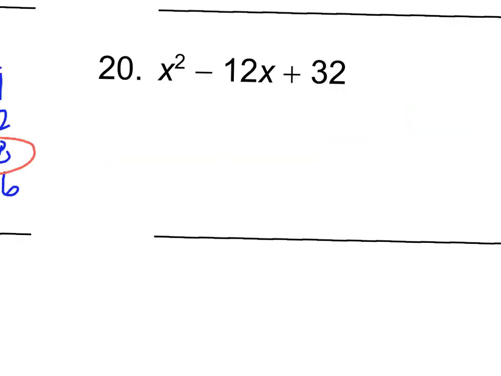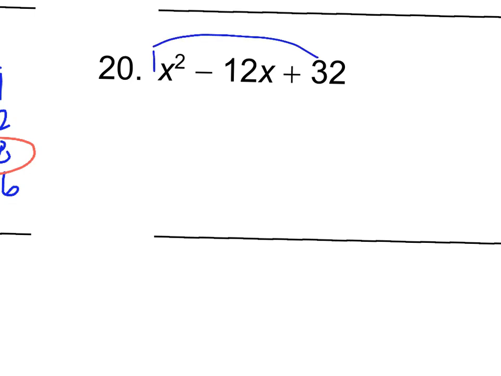Number 20, same checklist. Is it in standard form? Yes, it is. Is there a GCF? Yes, it is. Are there two terms? No, so it's not a difference of squares. Is it perfect? This is, but this isn't. Now we go into factoring with the 1.